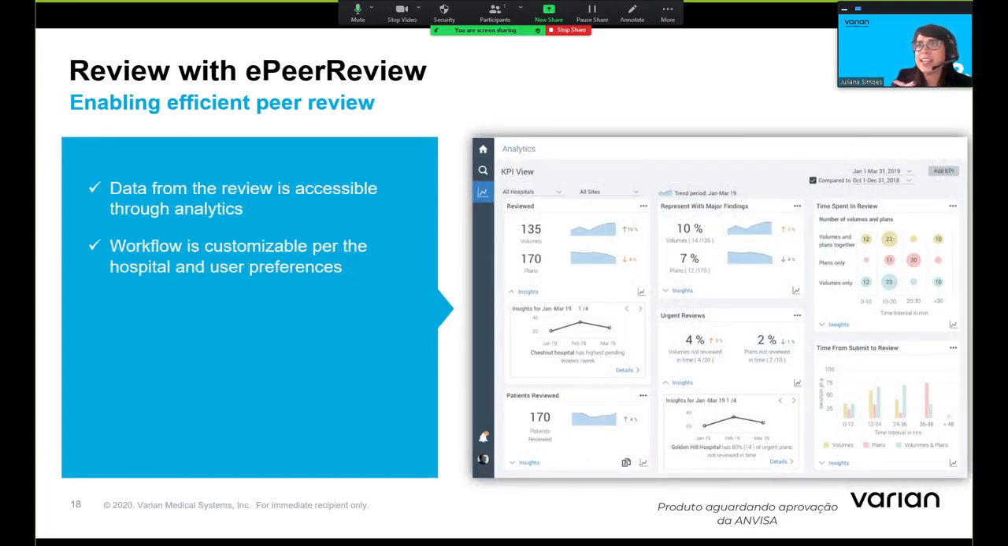And all this data can be combined and evaluated further through the analytics that we have available, right? So you could see how many reviews were done in a certain period of time, how many volumes and plans were reviewed per time, if there was an increase or decrease, and you can see all the charts here as well.